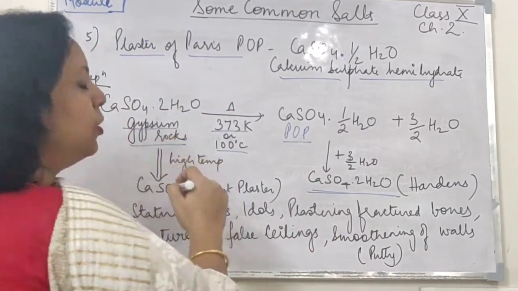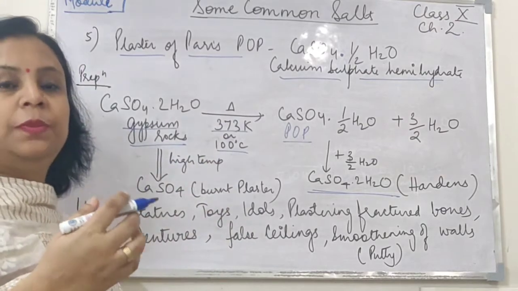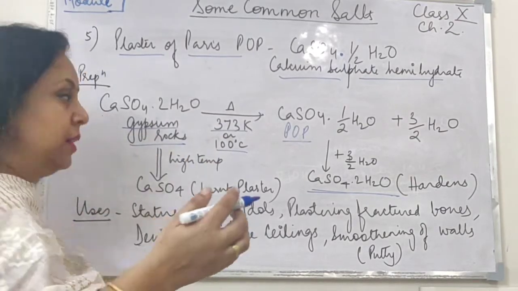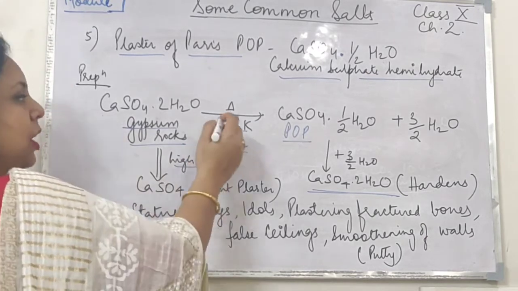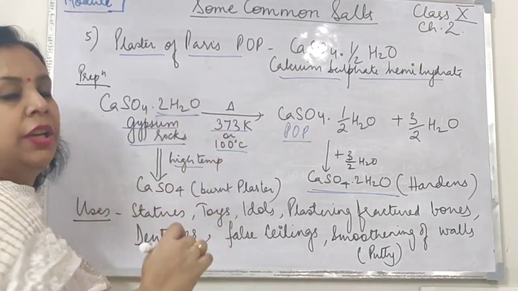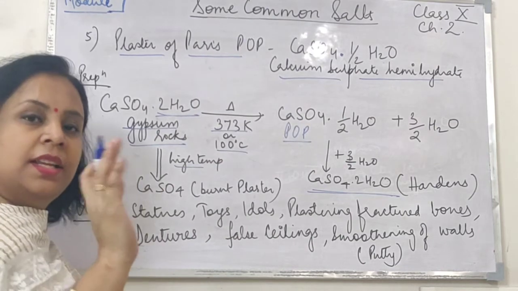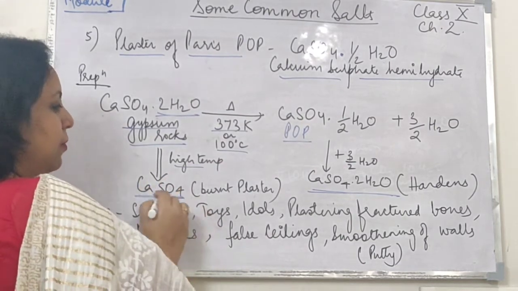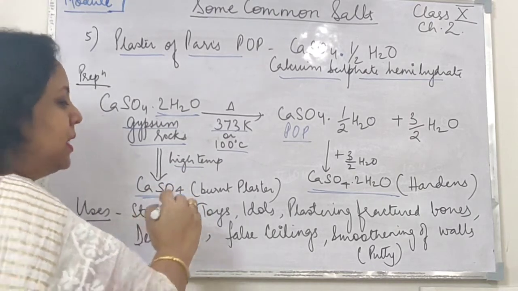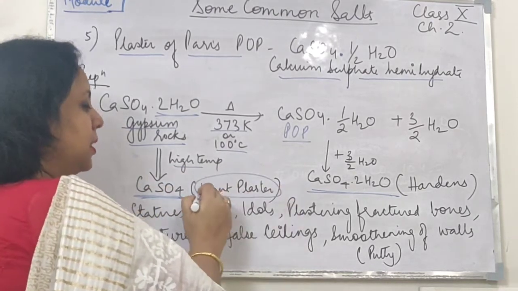Now children, if you heat the gypsum beyond 100, that means at high temperature, what is going to happen? All the water molecules which are present in it are going to be evaporated, and only calcium sulfate will be formed, which is known as burnt plaster.